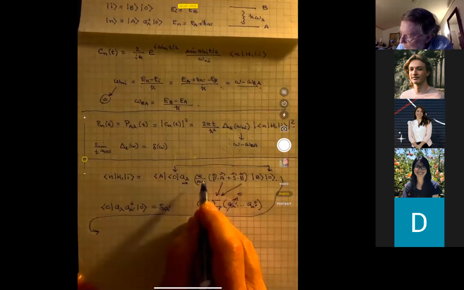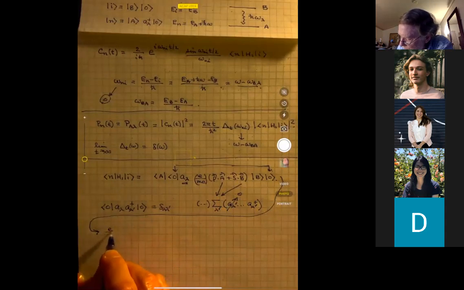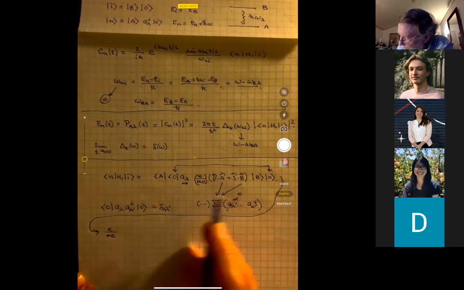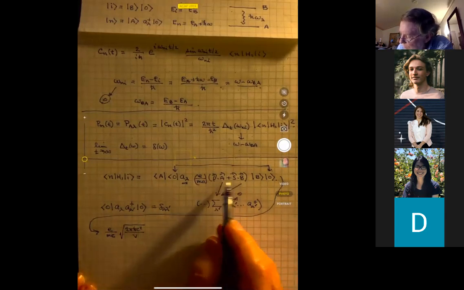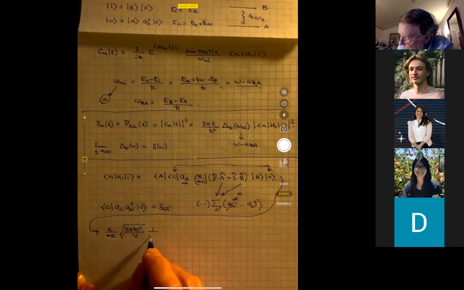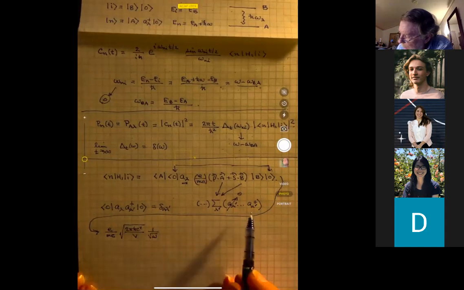Let me first take the e over mc first. So that's a common factor here. Both the Fourier series for A and B have the same prefactor. It's a square root of 2 pi h bar c squared over volume V. I'll put that in next. Inside the Fourier series, there's 1 over the square root of omega also common for both the series. And now we're only going to be picking up the one term, which is the creation operator for mode lambda prime equals lambda.